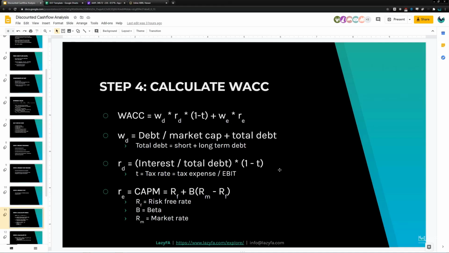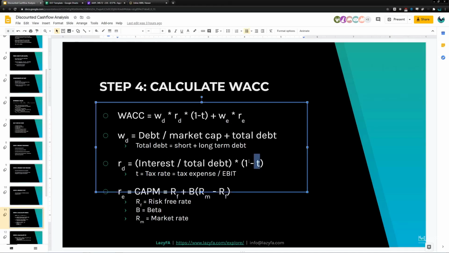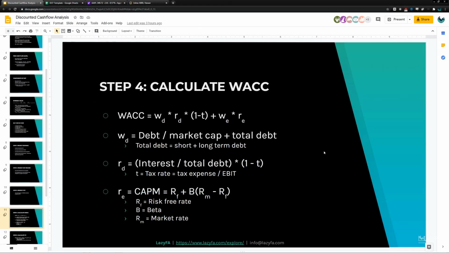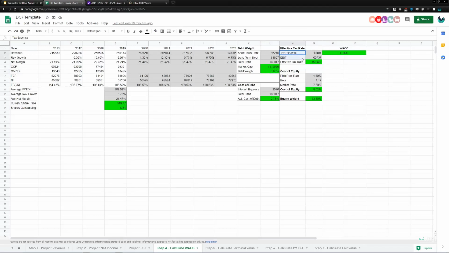But the thing is, interest is usually tax deductible. So debt interest is usually tax deductible. So that's why we want to multiply it by 1 minus the tax rate. And that brings in another formula here to calculate the effective tax rate. So we'll talk about each of those in sequence.